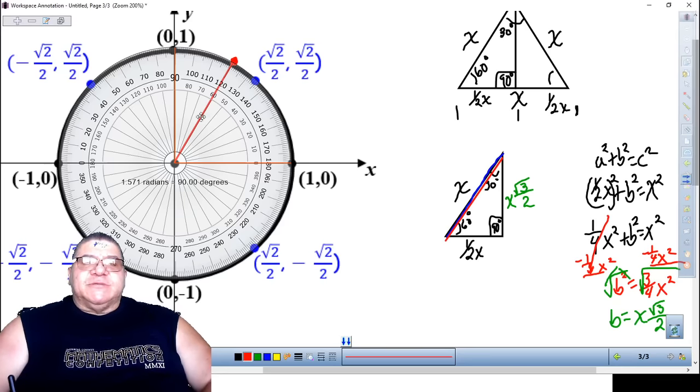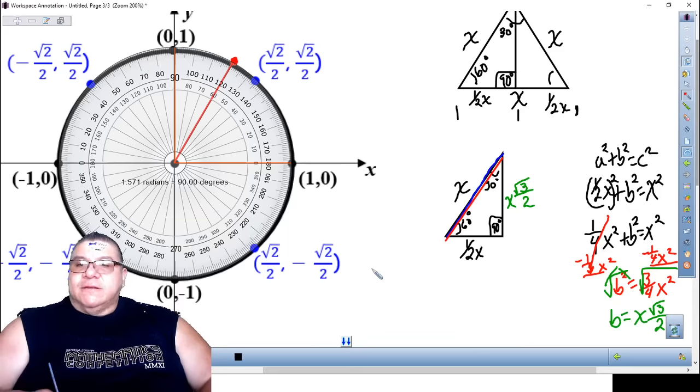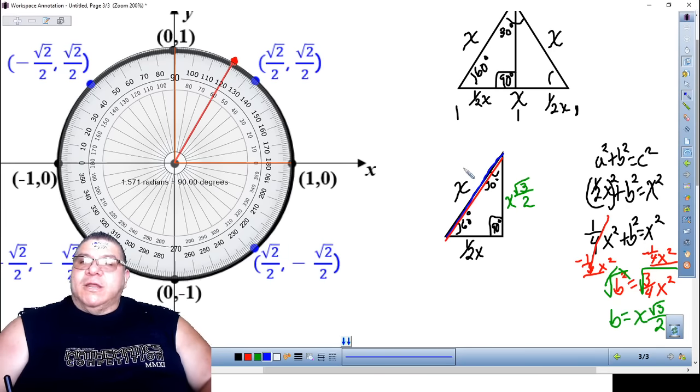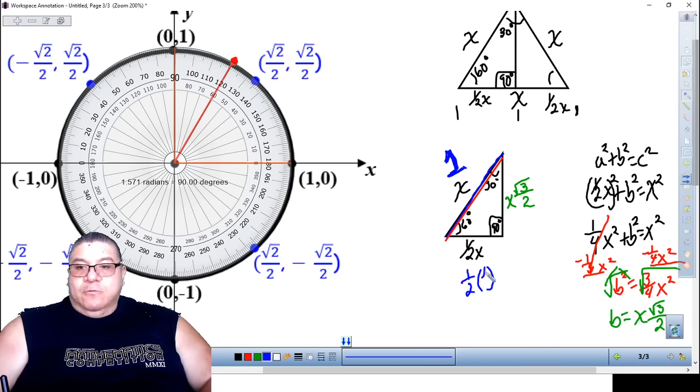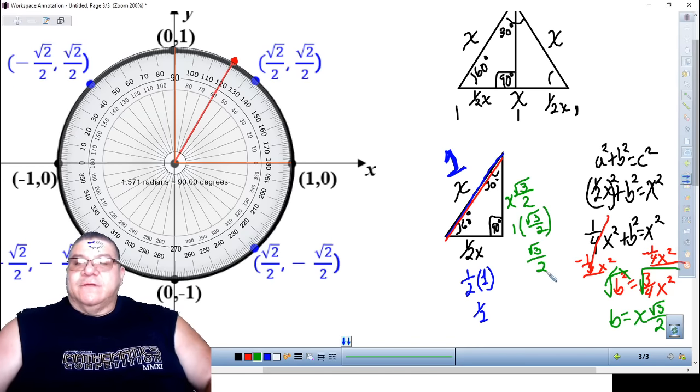However, what does this measure? What do we know it measures from the center to the circumference? That measures one unit. So if x is 1, that means this is 1, right? So how about this part? 1/2 times x, which is 1/2. That is correct. How about this one? 1 times square root of 3 over 2, which is square root of 3 over 2.